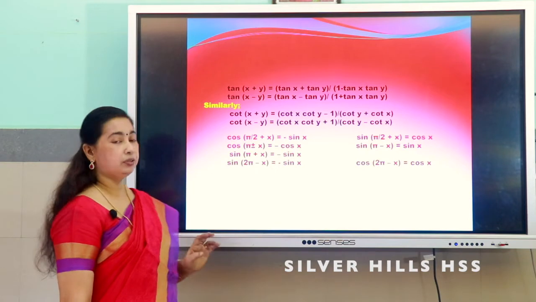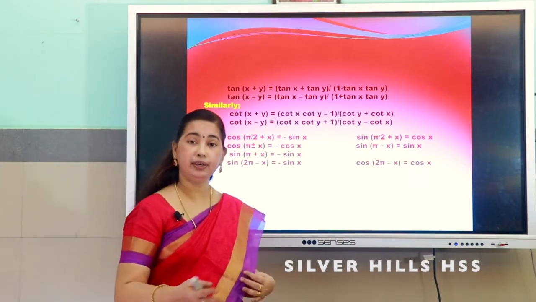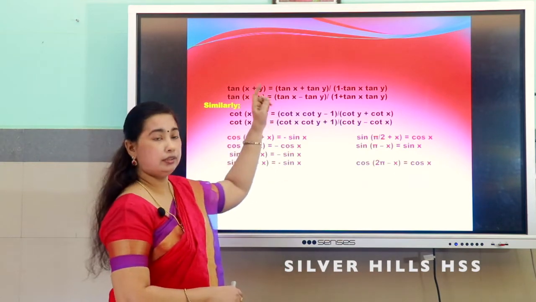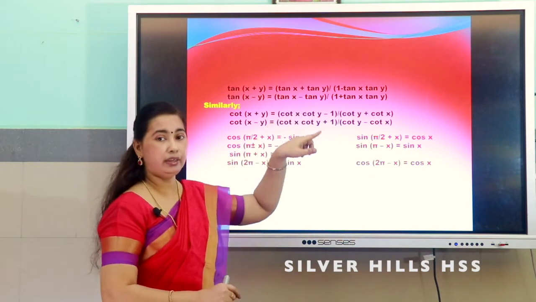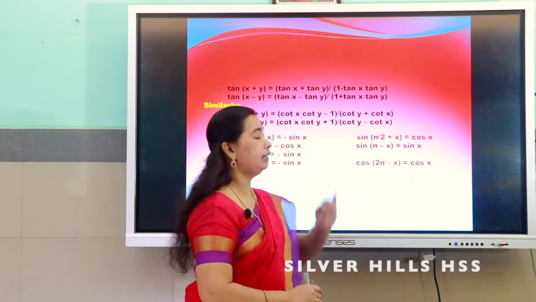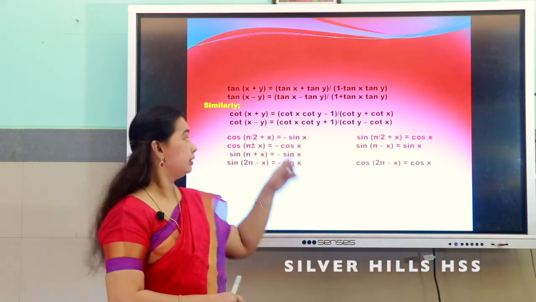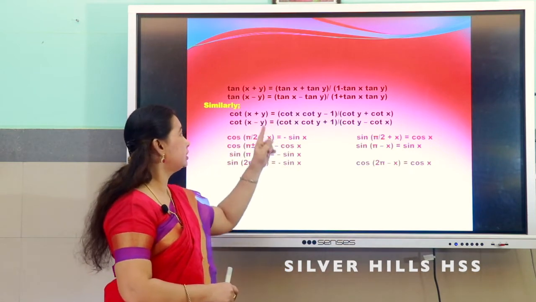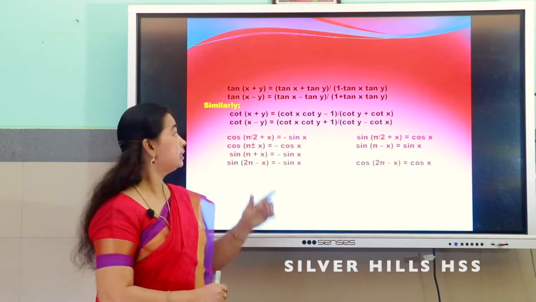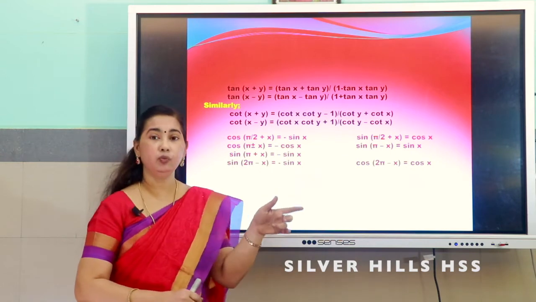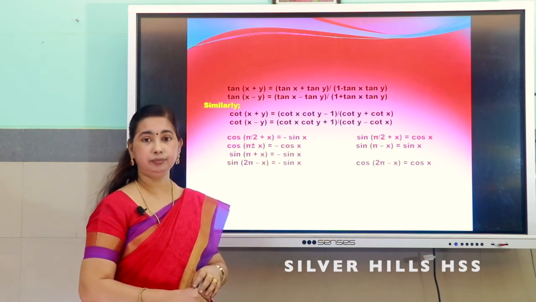Same way in the case of tan. Tan of x plus y also we can write. That is tan x plus tan y divided by 1 minus tan x into tan y. Same way, tan of x minus y can be written as tan x minus tan y divided by 1 plus tan x into tan y.